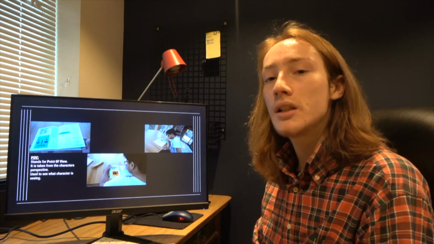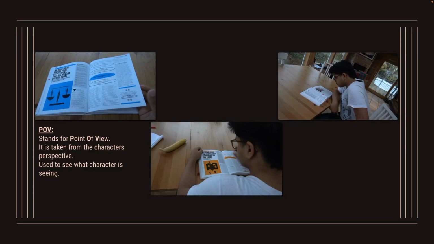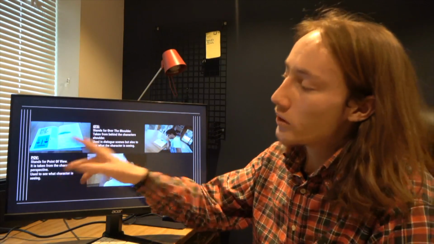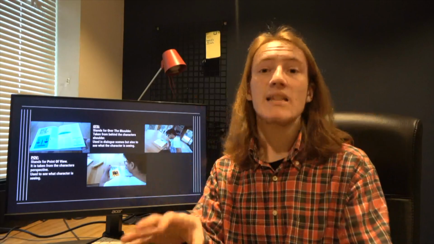This one in the middle is from behind the character, and you can see what the character is reading. And this is called an OTS shot, stands for over the shoulder, taken from behind the character's shoulder, used in dialogue scenes, but also to see what the character is seeing. So these two are quite similar. However, this one basically puts you, the audience, in the shoes and basically in the character. You see what the character is actually seeing.